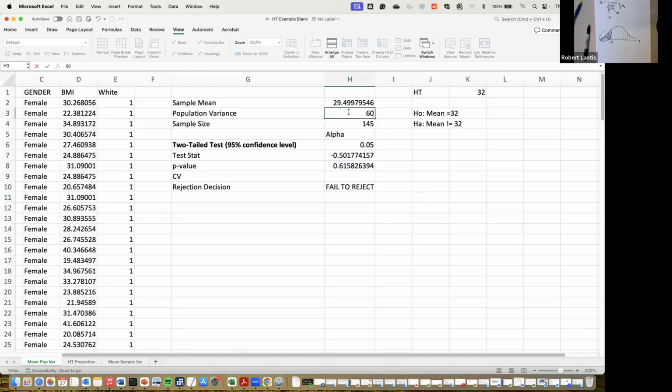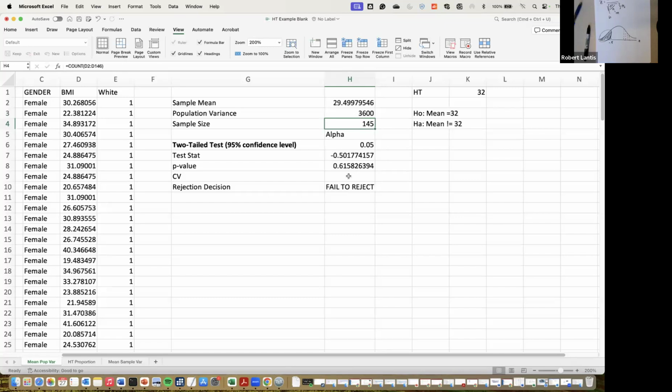Let's say we go back to the original variance, which was 60. Now I get a really low p-value, definitely less than alpha. Now I have the word reject in here. So if I set up everything with cell references, even if things change, like maybe I was told the population variance is actually this, I can play around with that.